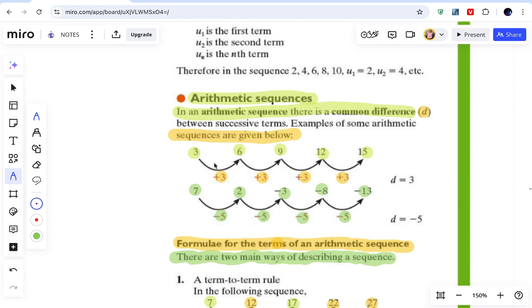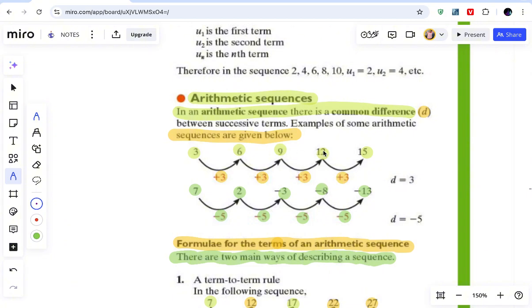Now, what you observe is that from the first term to the second term, there's a plus 3. Meaning if you add 3 to the first term, you get 6. And then from here to the next one, you add 3 to this second term, plus 3, you get 9. The number that we add is the same. It's called a common difference of 3.